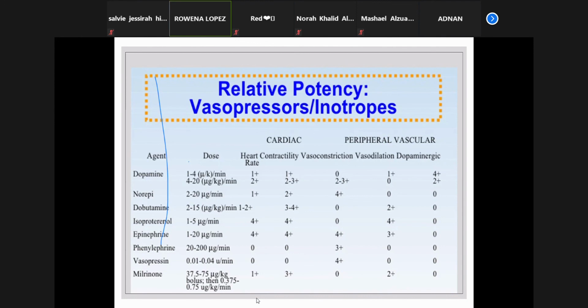For dobutamine, it usually increases heart rate and contractility, so that means the heart muscle will be contracting effectively, with vasodilation. It decreases blood pressure. And isoproterenol, we have increased heart rate, contractility, and it has a vasodilation effect. Epinephrine will increase the heart rate, it will increase contractility, it has a vasoconstriction effect, and at the same time vasodilation, and no dopaminergic effect.